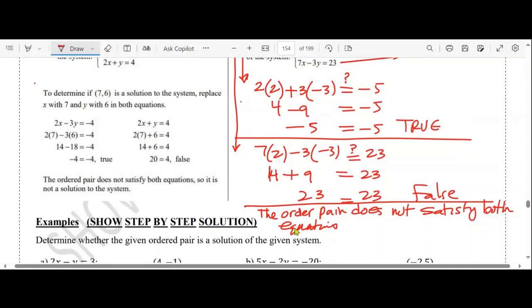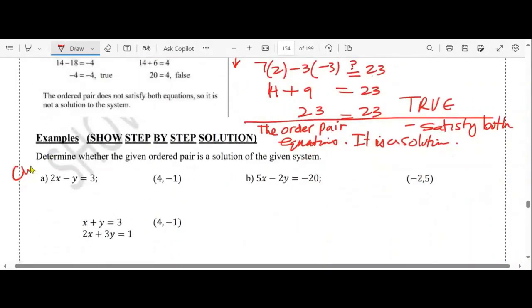So in this case, we say it's true, right? The ordered pair, instead of doesn't, we say satisfy both equations. So it's a solution or not a solution? It is a solution. The ordered pair. Pair means, I'm sorry, sometimes my handwriting is not clear.